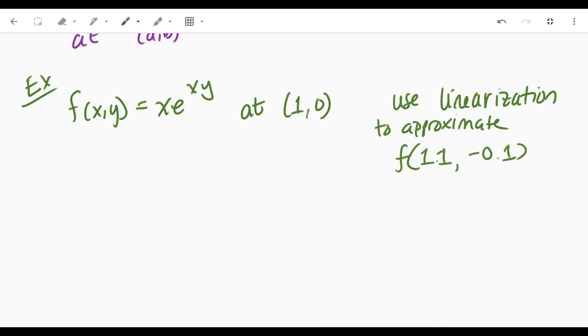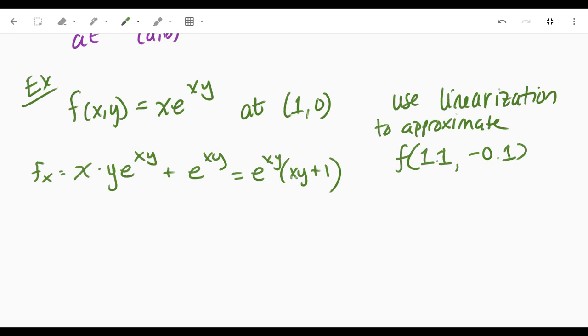Okay, so we're going to check that sufficient condition first of all to see if it will be a good approximation. So our partial in x, we would have the first times the derivative of the second plus the second times the derivative of the first, and we'll simplify it a little bit. Okay, that's continuous at (1, 0) and everywhere. So there are no discontinuities in that function. Nothing would make it undefined.